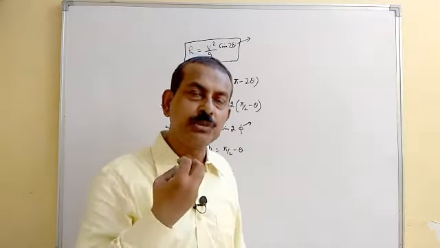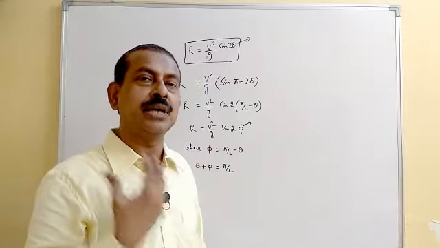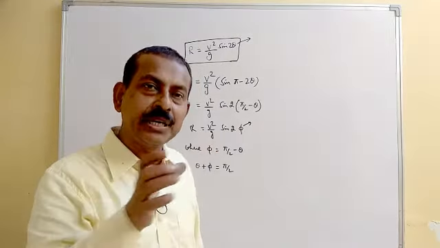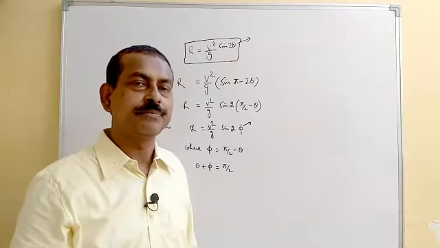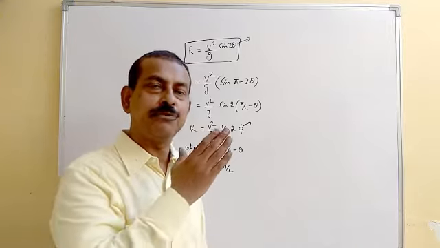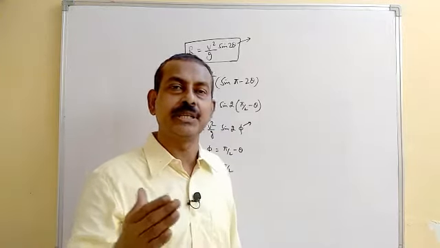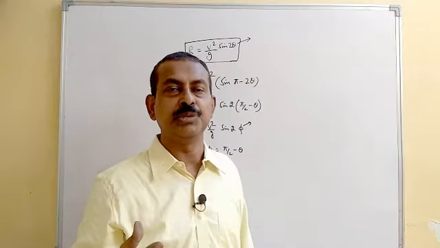Suppose you have a body thrown with a particular velocity at 30 degrees. Whatever range you get there, at its complementary angle, that is 60 degrees, again the range will be the same. Similarly, for 20 degrees and 70 degrees, the range will be the same. For 10 degrees and 80 degrees, the range will be the same.